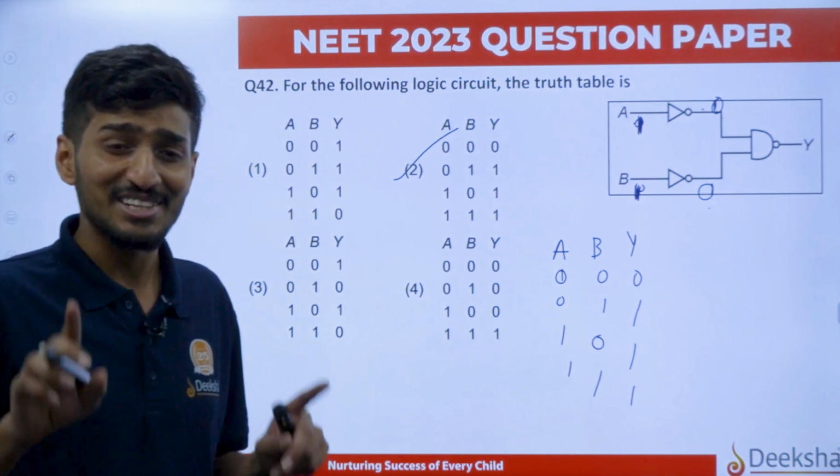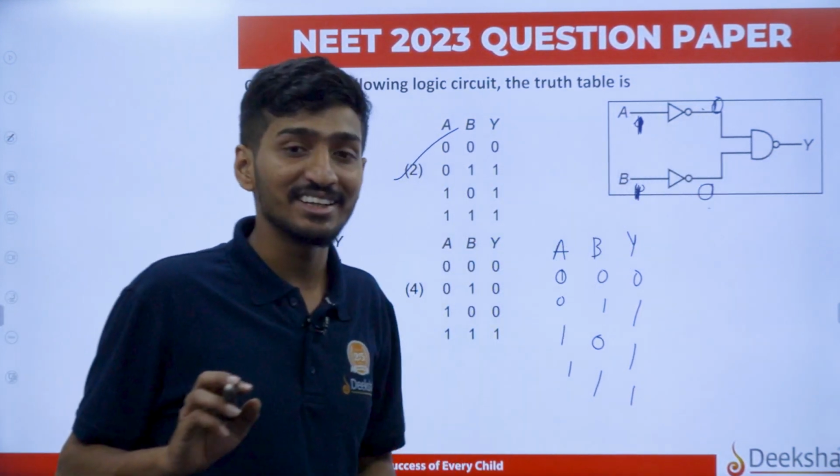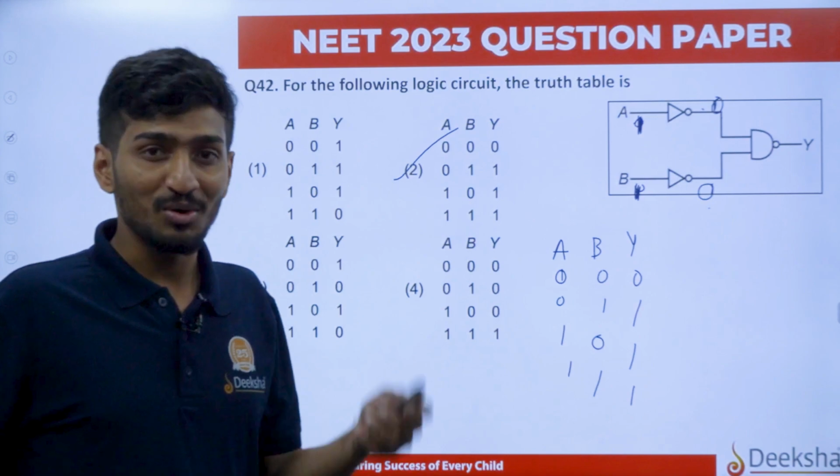Okay, not very complicated. As long as you remember what the NOT gate does and what the NAND gate does, it's not very difficult. Let's move on to the next one.